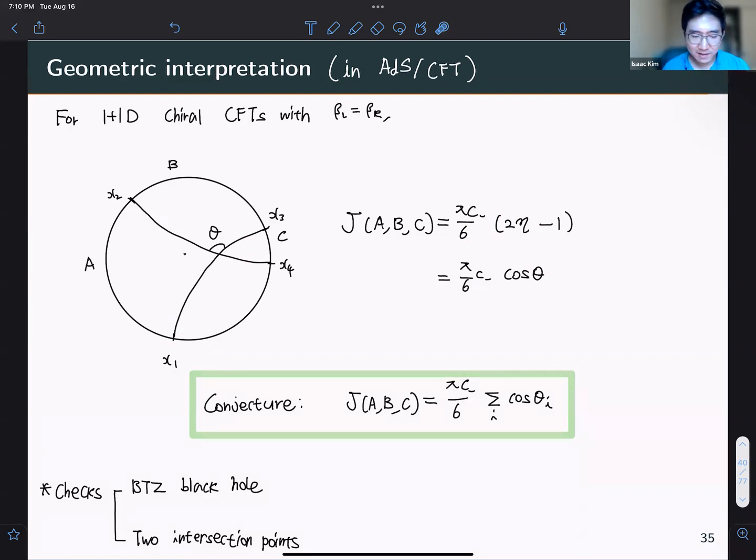Our conjecture is that, when I said geodesic, I meant the geodesic in the AdS space, in 2+1D AdS space. The conjecture is that if you have a 2+1D asymptotically AdS space, JABC will be equal to this thing, the sum over cosine theta i. Of course, it's a conjecture and maybe it's wrong, but we've done some non-trivial checks already on the ground state, but also in geometries with BTZ black holes and 2 intersection points, et cetera, and so far it seems to work.